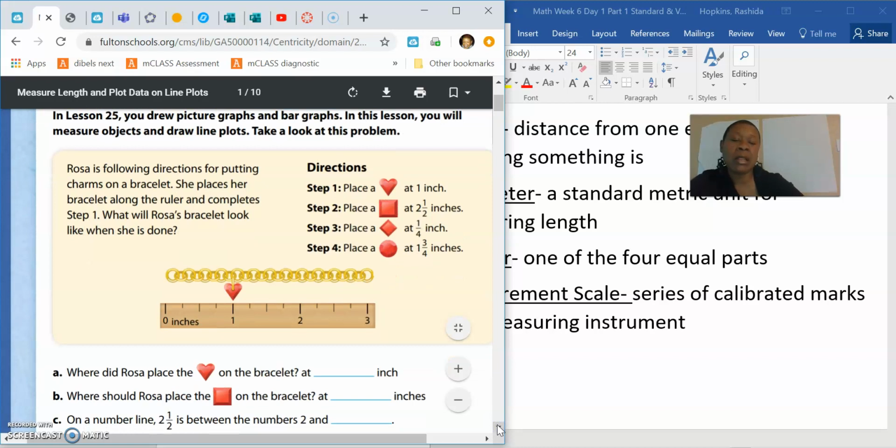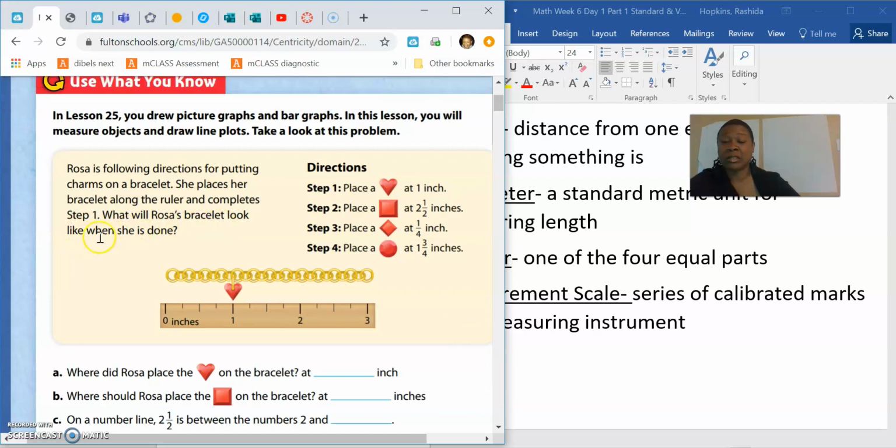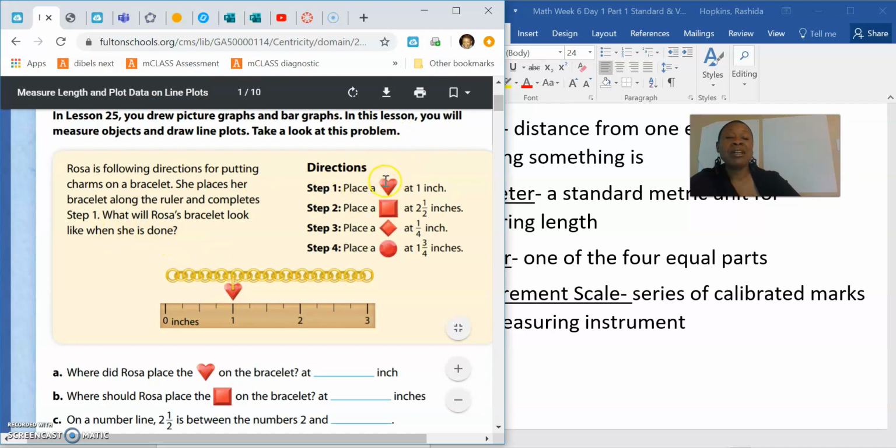It says Rosa is following directions for putting charms on a bracelet. She places her bracelet along the ruler and completes step 1. What will Rosa's bracelet look like when she's done? Here we have our directions on this side, and it says place a heart at 1 inch. They've done that for us down below, and this is the gold little bracelet. These are the little charms: heart, square, diamond, and a circle.